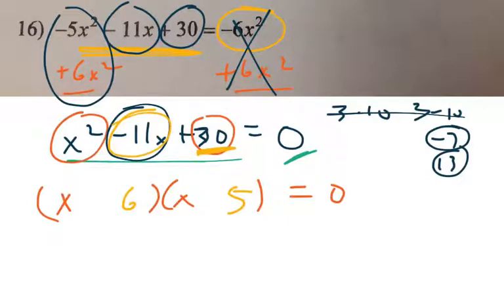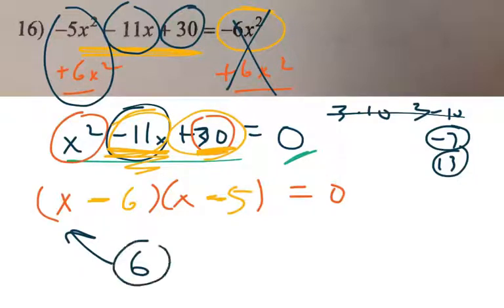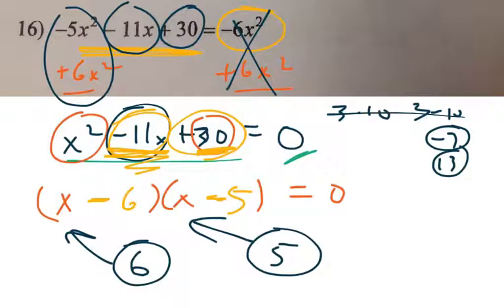And how do I get negative 11? I just do negative 6, negative 5. Negative 6 and negative 5 is negative 11. And of course, negative times negative is positive 30. I have it factored correctly. And now I can solve it. I know 6 minus 6 is 0. I know 5 minus 5 is 0. And those, again, guys, are referred to as our roots, like the roots of a tree. And that is how you solve quadratics by factoring.